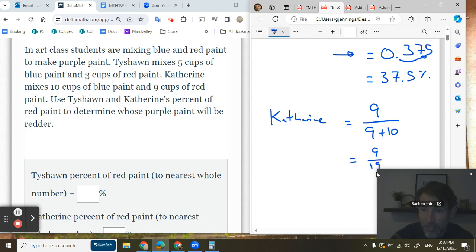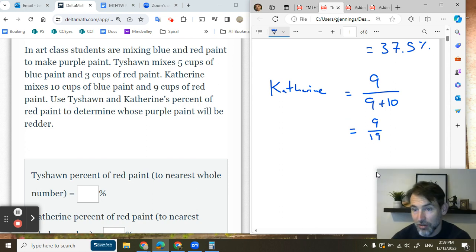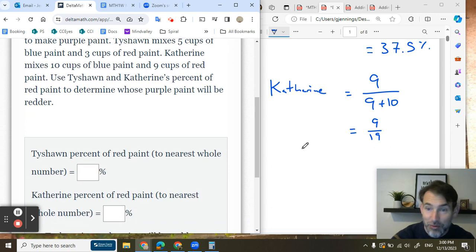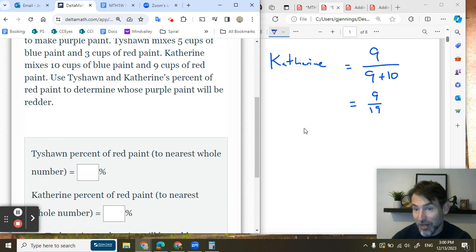That's a little bit less than half, but ever so slightly less than half of her paint was red. Sorry, that was my son. He wanted to rickroll his sister. So if there was ever a good reason to interrupt your father making a math video, that was it.